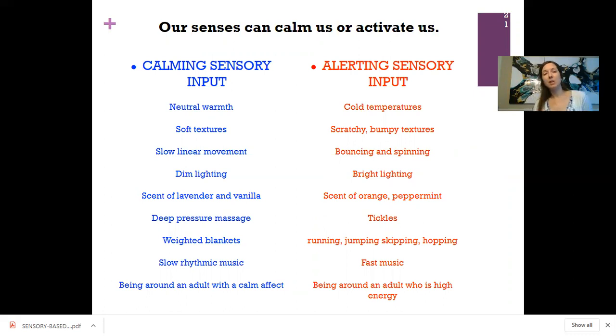And that's not to say bouncing and spinning are bad. It's just that you might want to use bouncing and spinning with a kid who's under alert, under aroused, compared to a kid who is overreactive and over alert and over aroused. You might want to bring them down using the more calming linear movement. Dim lighting, more calming; bright lighting, more alerting. Even the olfactory system, so scents like lavender and vanilla can be more calming. Scents of orange and peppermint, more alerting. Deep pressure massage, calming. Tickles, alerting.